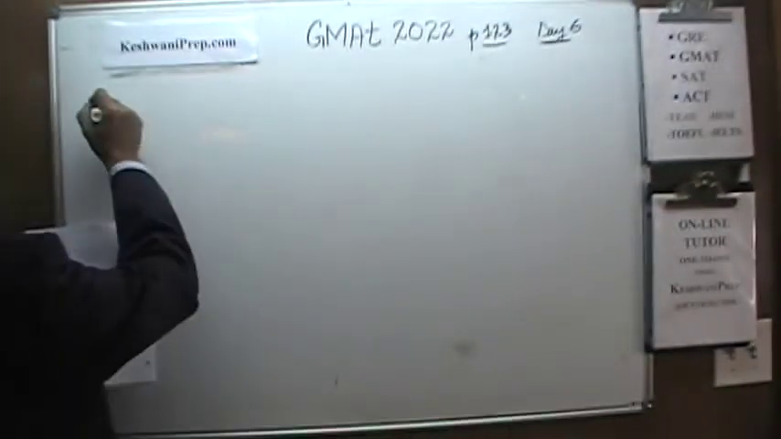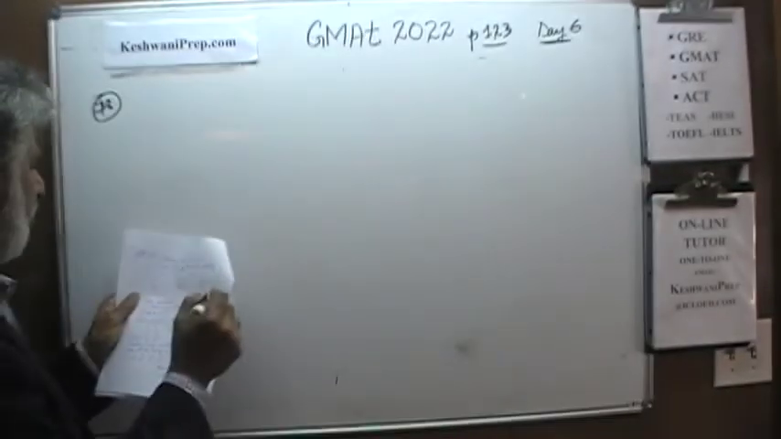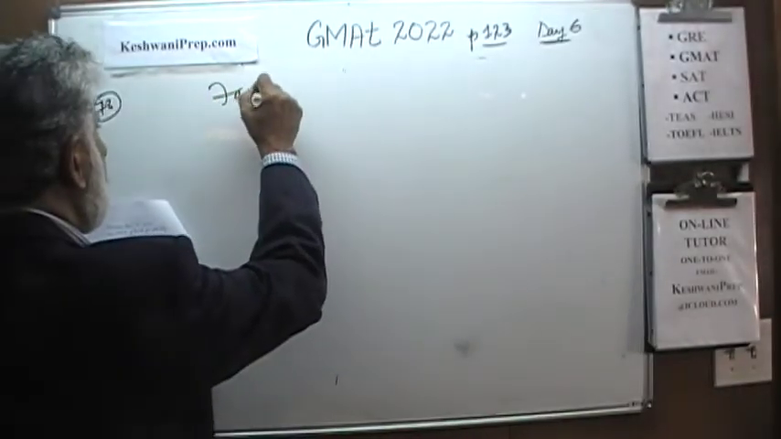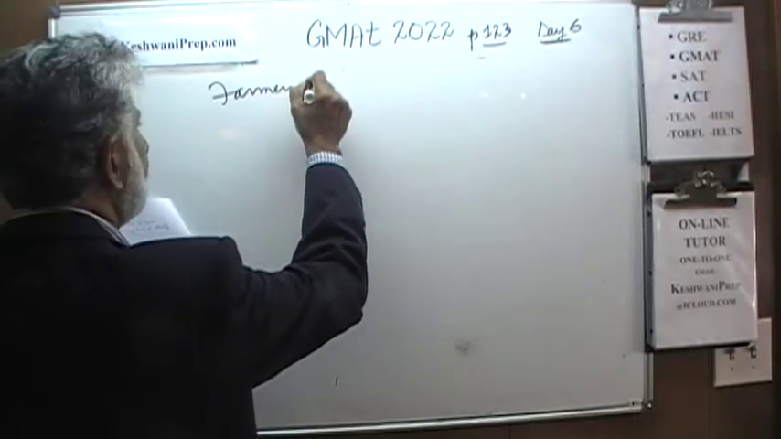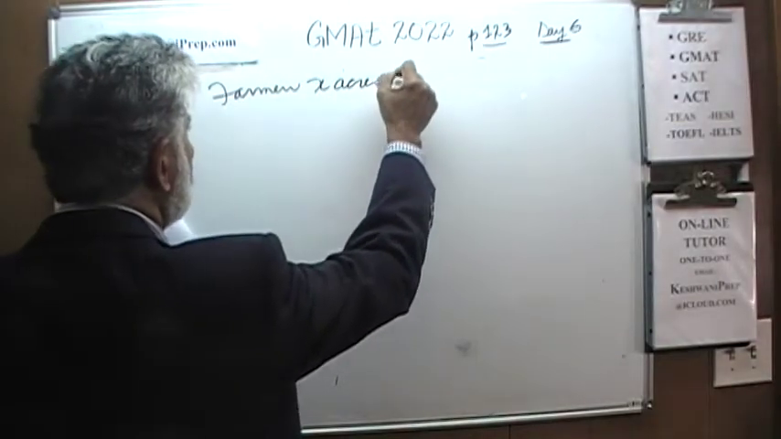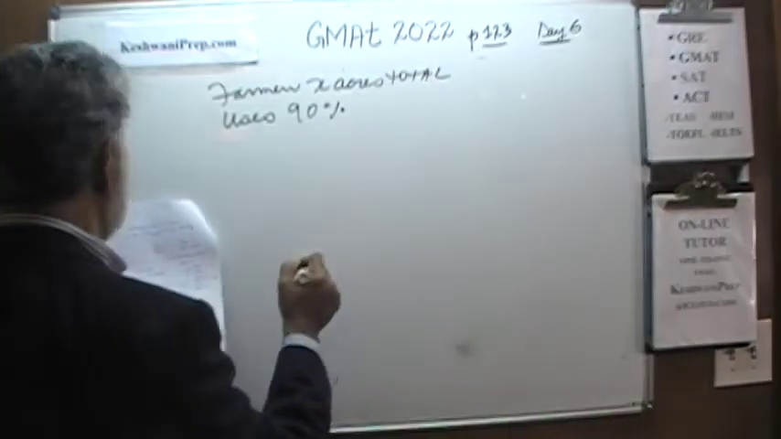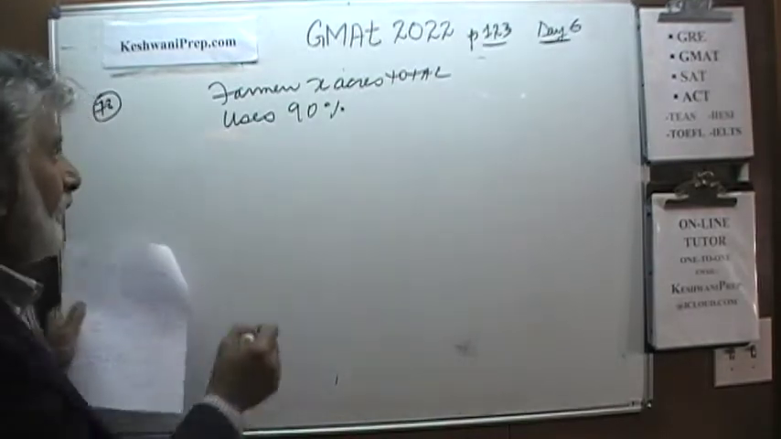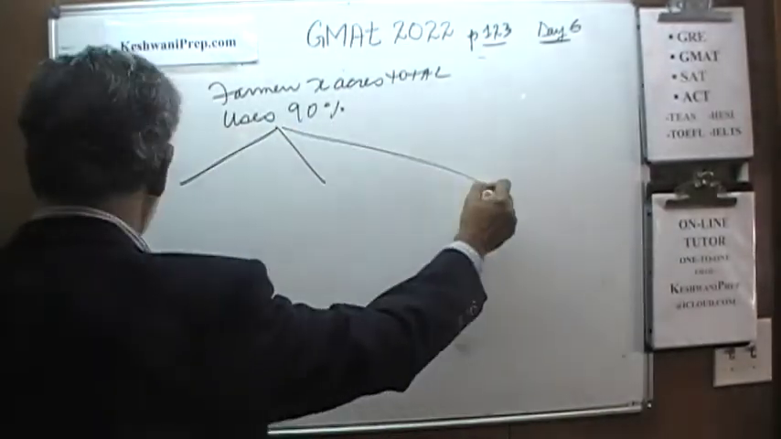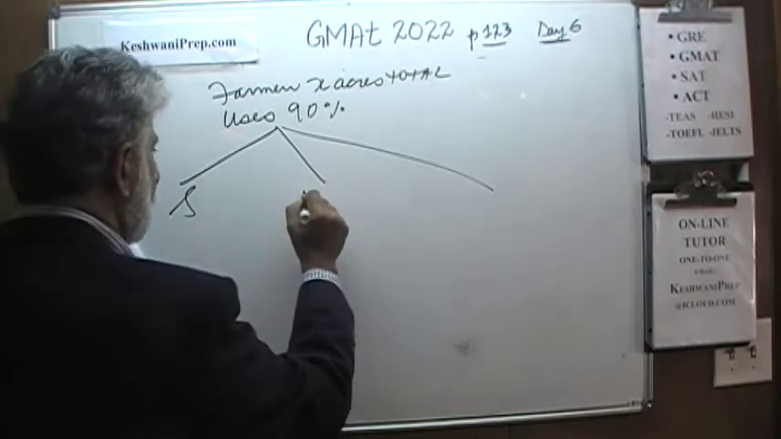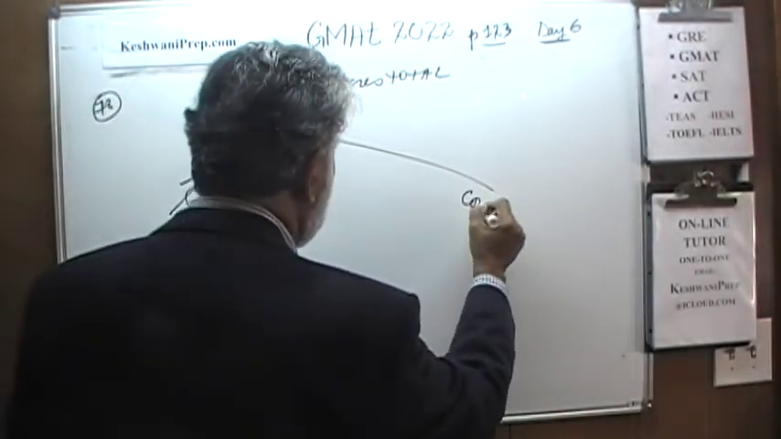And number 78. Number 78, we have a farmer who has X acres total. He has a total of X acres, but he does not use the entire X acres for harvesting. He only uses 90% of the land for planting. And he plants three crops. He plants soybean, wheat, and corn.